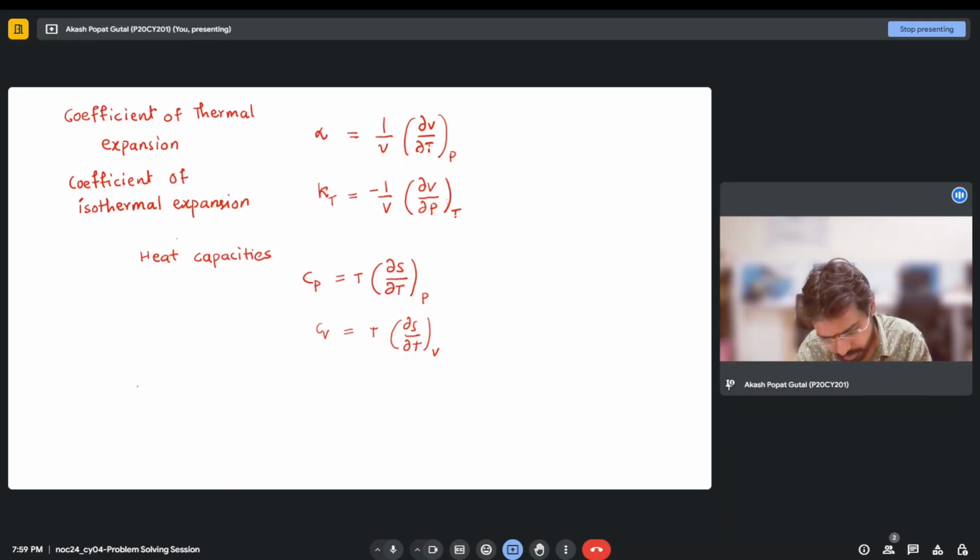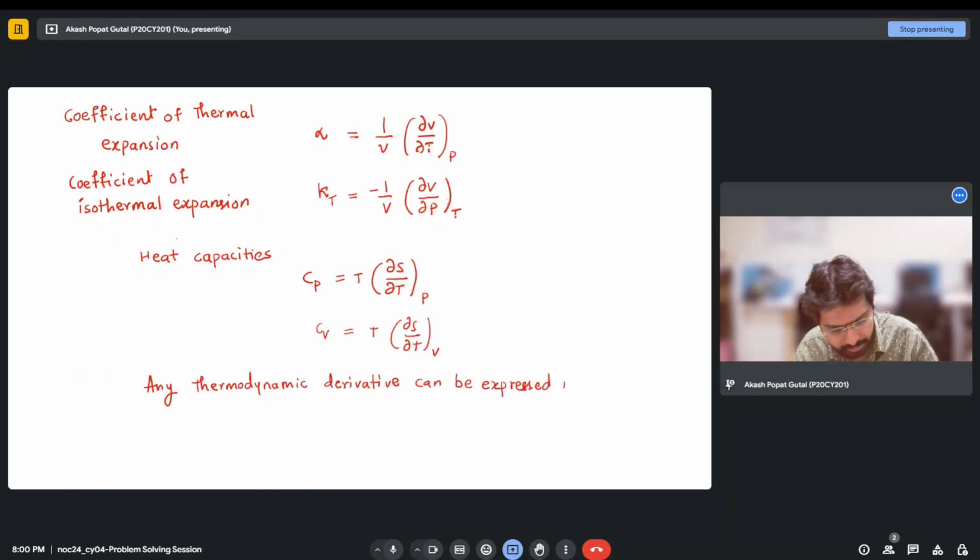And we should not forget that any thermodynamic derivatives can be expressed in the form of the above heat capacities.